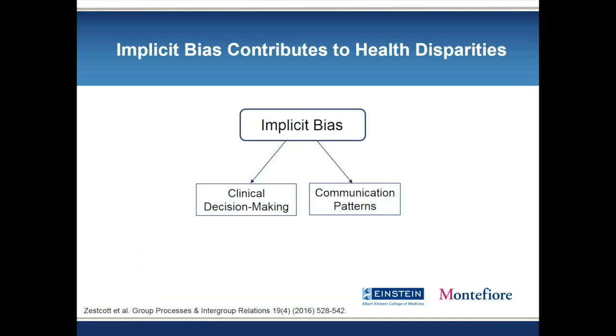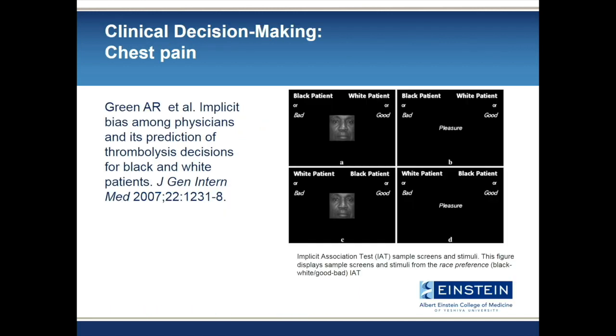Just so that we're on the same page, when we refer to implicit bias, we talk about it because it influences and contributes to health disparities. This is through clinical decision making as well as communication patterns. In clinical decision making, the first study, at least that I read, that really got this conversation going was published back in 2007 by Alex Green and colleagues, and it looked at chest pain. Physicians looked at vignettes that were chest pain cases, and basically the only difference was whether the picture of the patient was a black man or a white man. They also took the implicit association test, which we'll discuss in a little bit.